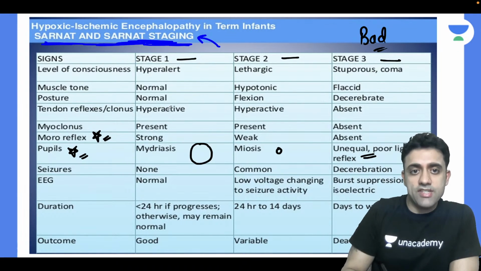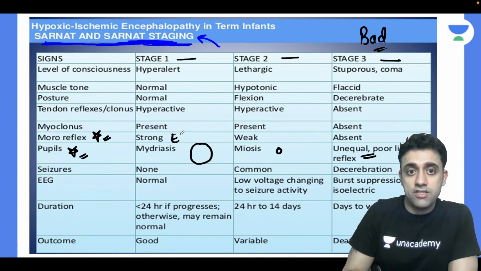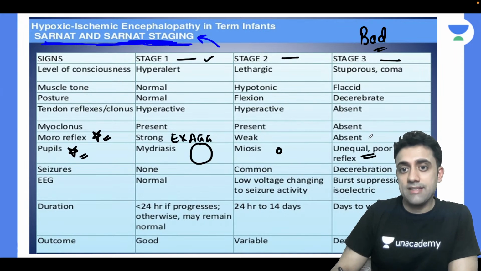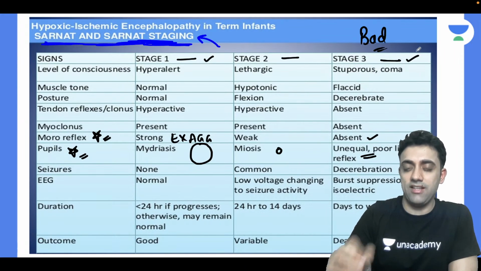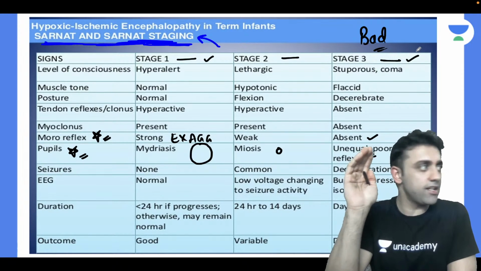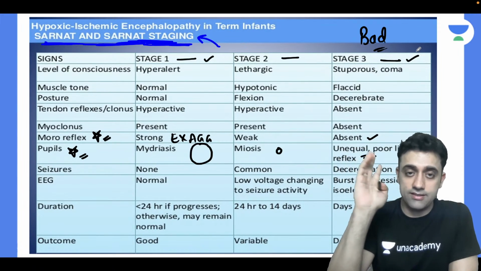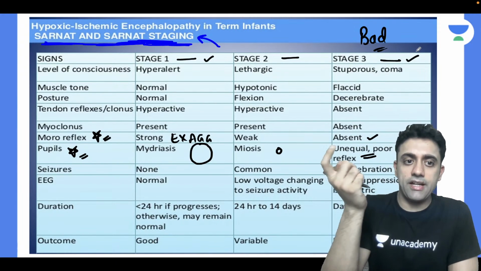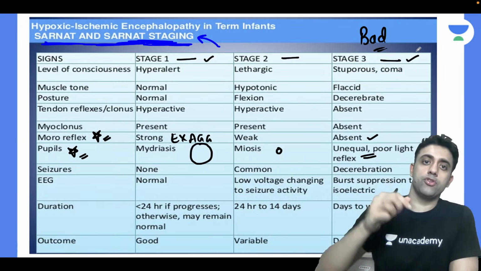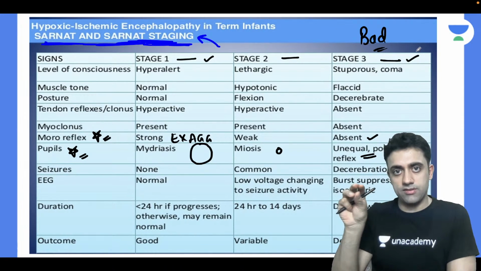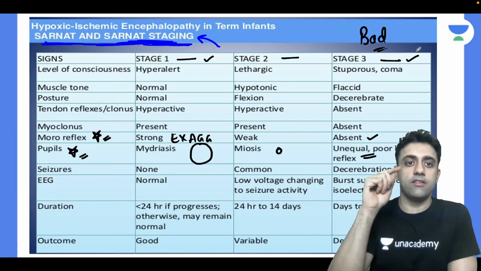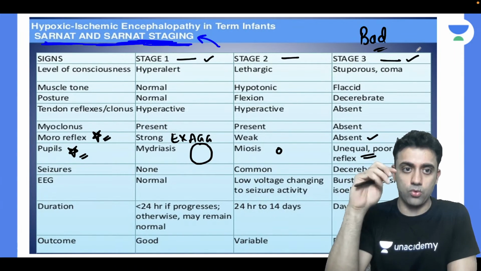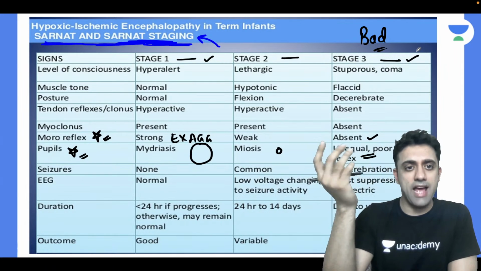Let's move ahead. Please remember, I told you that exaggerated Moro is seen in stage 1, whereas absent Moro is seen in stage 3. Yes or no? Did we study that? We are doing NEET PG questions back to back. So I'll repeat again. They had asked about the pupils. You should know mydriasis in stage 1, meiosis in stage 2, unequal in stage 3. Then they ask about Moro reflex. Stage 1 HIE will have an exaggerated Moro, and stage 3 HIE will have an absent Moro.